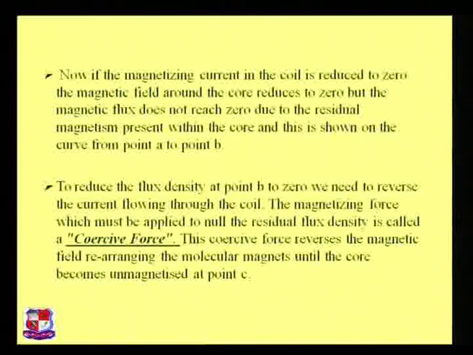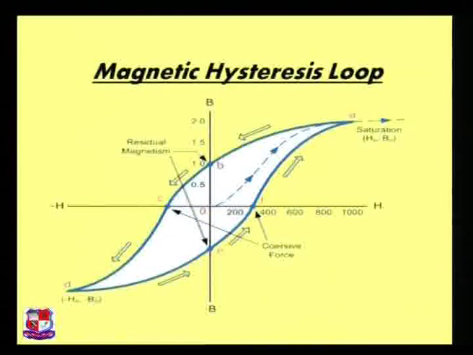Then to reduce the flux density at point B to 0, we need to reverse the current flowing through the coil. The magnetizing force which must be applied to null the residual flux density is called the coercive force. This coercive force reverses the magnetic field, rearranging the molecular magnets until the core becomes unmagnetized at point C. So here at point C, the core is becoming fully unmagnetized.